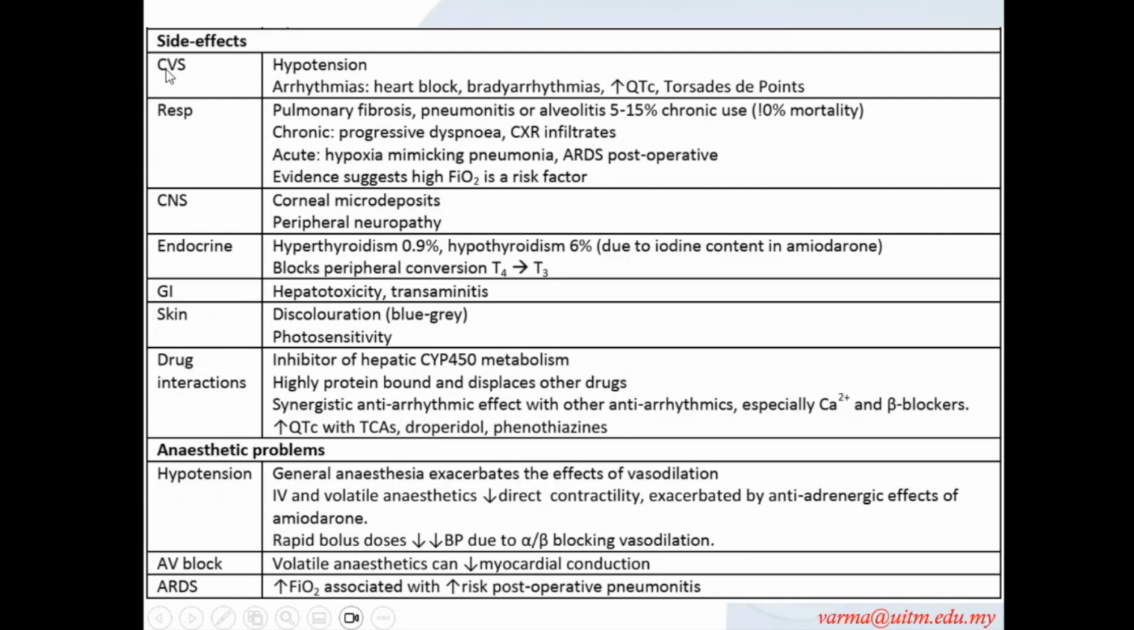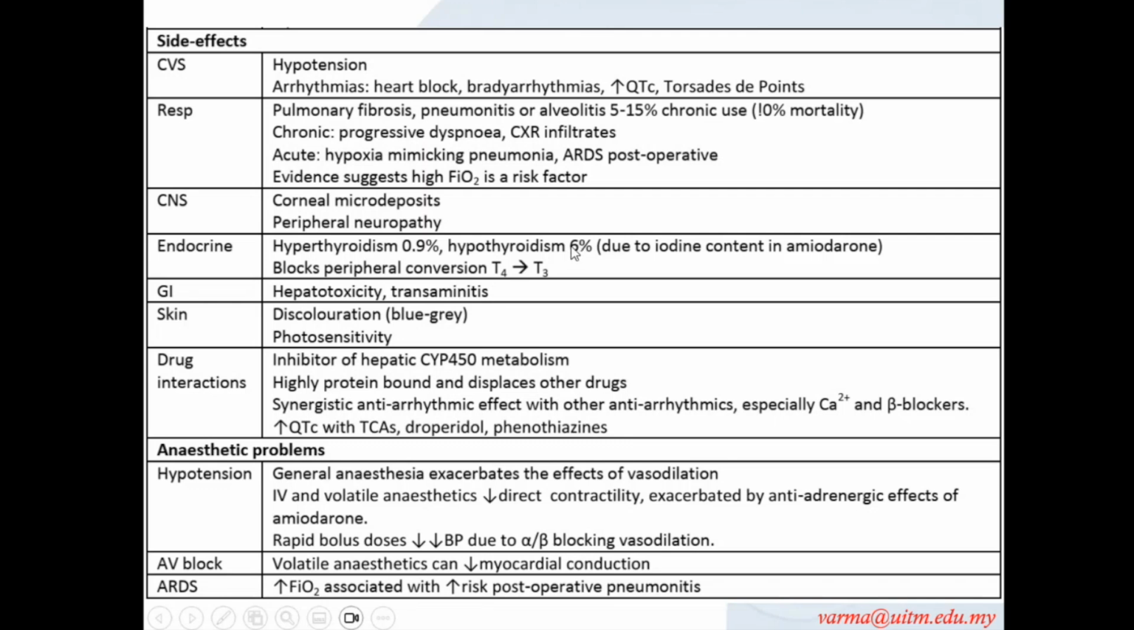Okay. And CVS side effects. Main thing, if we give it fast, the patient can get hypotension and bradycardia. You all know this. Respiratory, very important, pulmonary fibrosis in a patient with ARDS, patient with lung issues, or patient with chronic lung disease. That's why we try to avoid amiodarone. CNS, they cause corneal microdeposits and peripheral neuropathy. Endocrine, this is very important, hyperthyroidism and hypothyroidism. The risk of hypothyroidism is higher than hyperthyroidism.